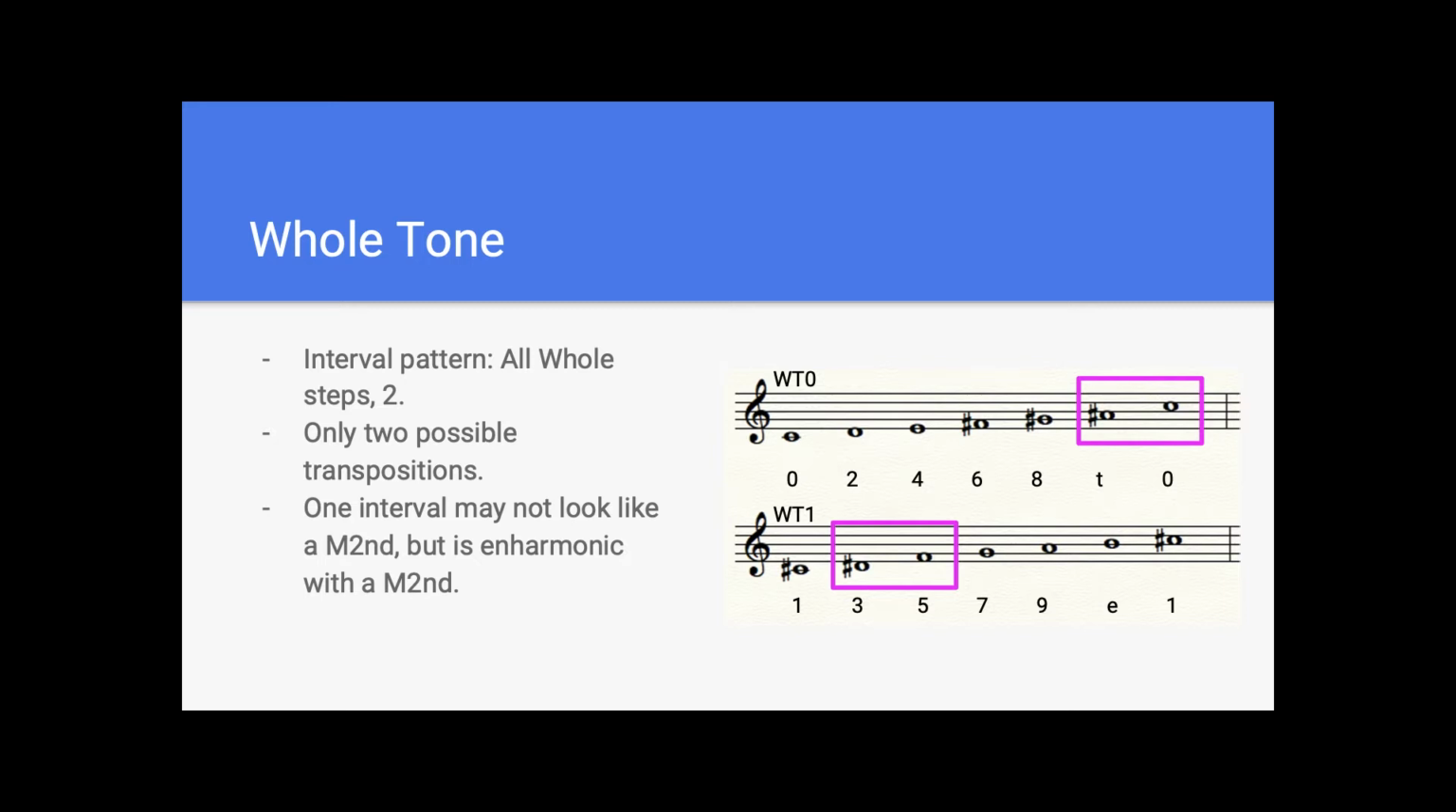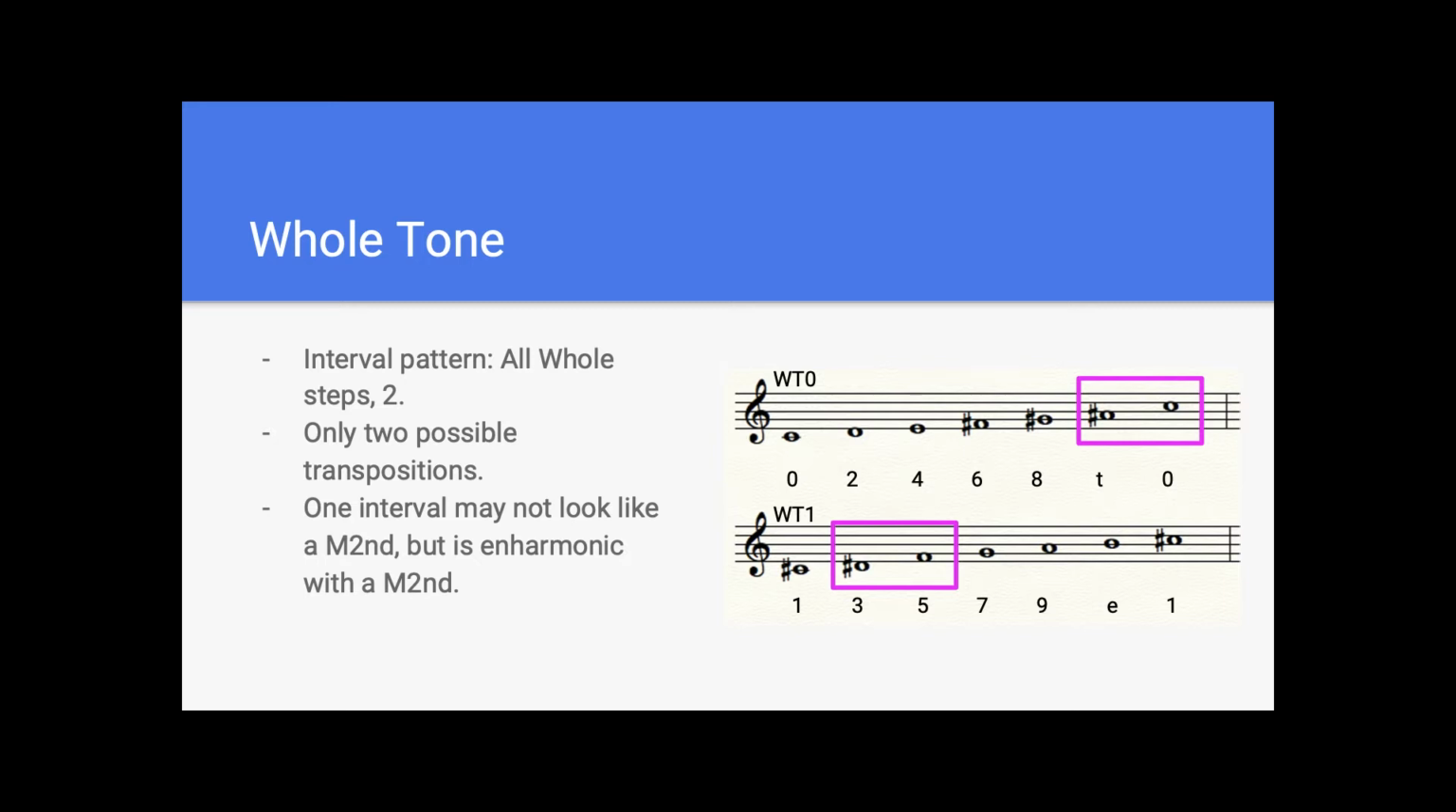The first one is the whole tone collection. In this scale, every single interval is a whole step. It sounds like this. We label whole tone scales based on whether they contain C, pitch integer 0, or C sharp, pitch integer 1.